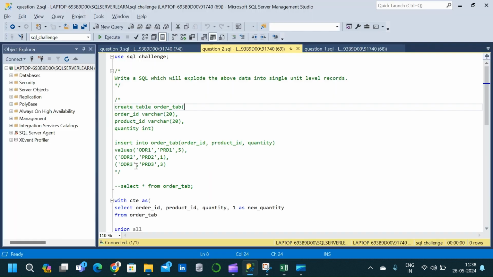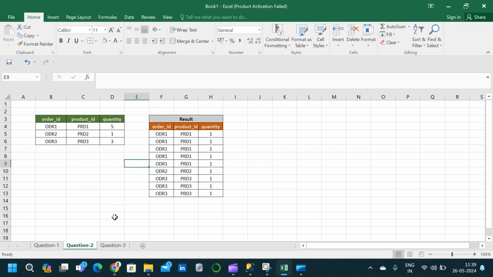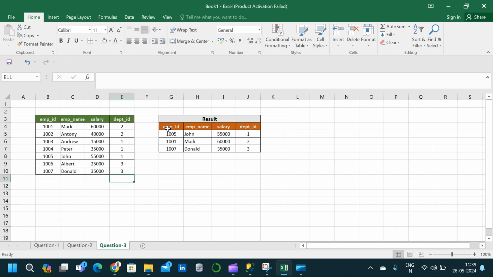Now let us move on to our third question. So the third question is, write a SQL to find all employees who earn more than the average salary in their corresponding department. For this also, we have created a table called employee. And let me go through the input table and the result table.